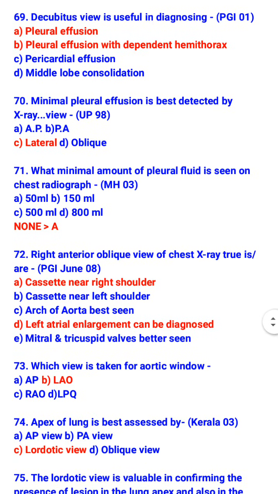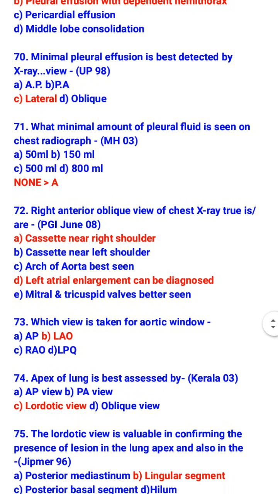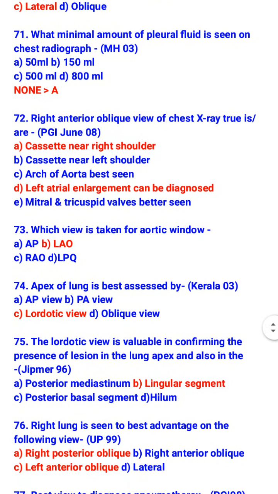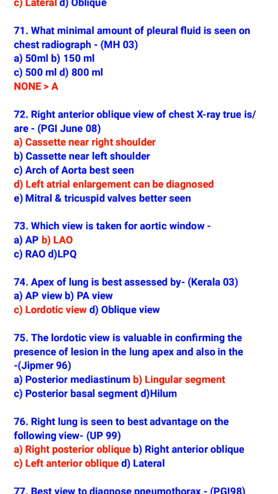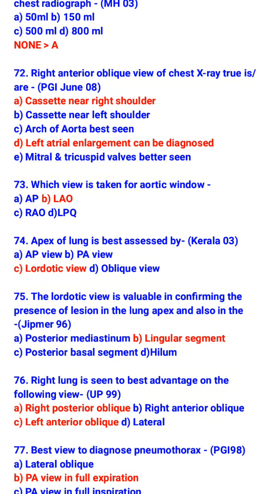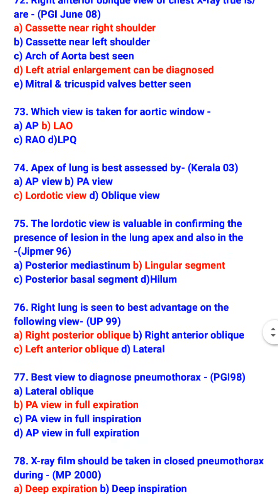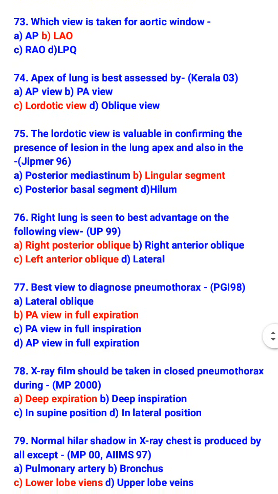Right anterior oblique view of chest X-ray. True is cassette near right shoulder, and left atrial enlargement can be diagnosed. Which view is taken for the aortic window? Left LAO. Apex of lung is best assessed by lordotic view. The lordotic view is valuable in confirming the presence of a lesion in the lung apex and also in the lingular segment. Right lung is seen to best advantage on the following view: right posterior oblique and left anterior oblique.